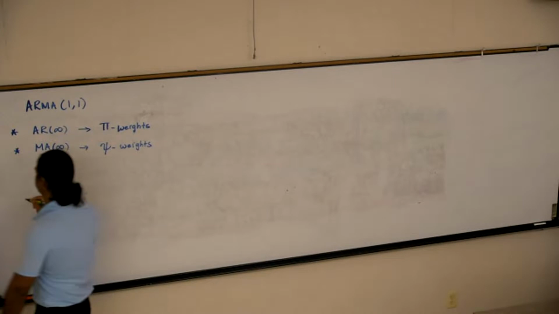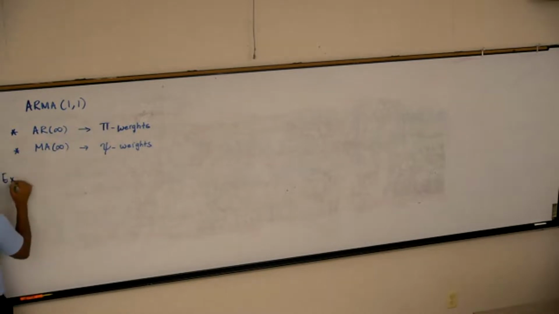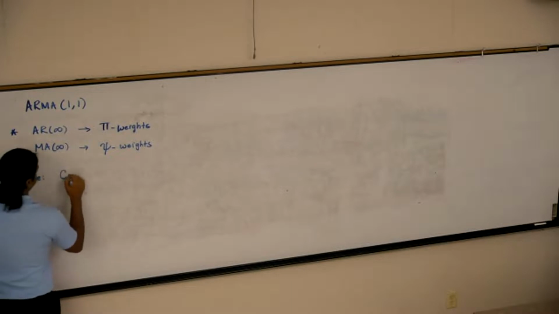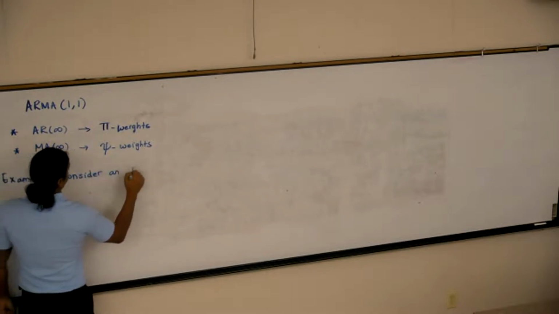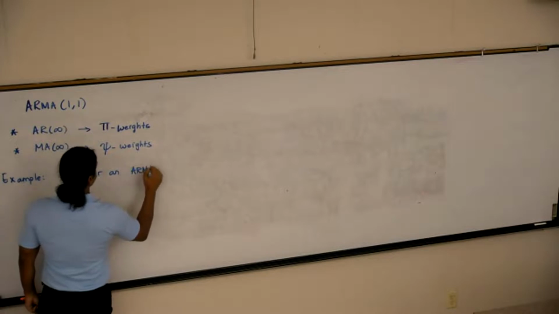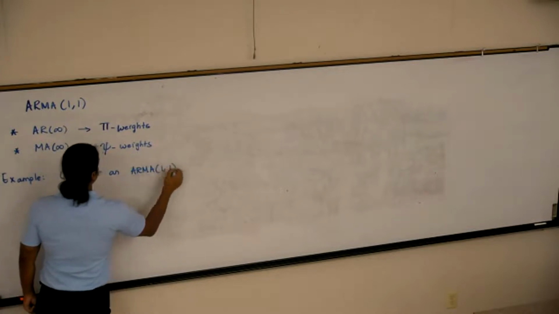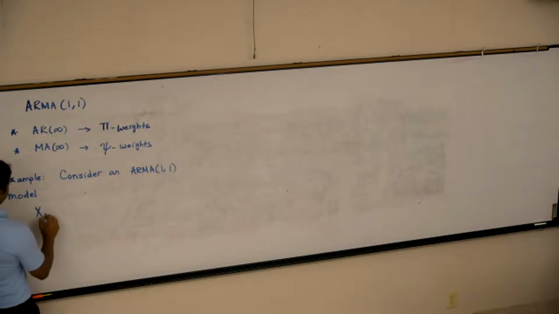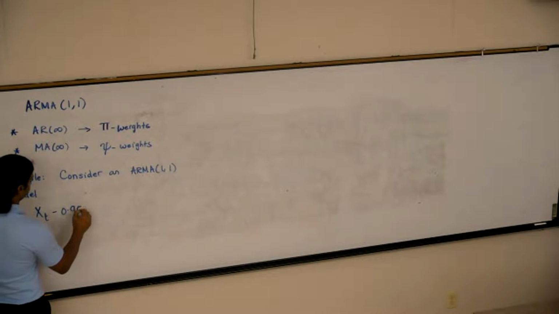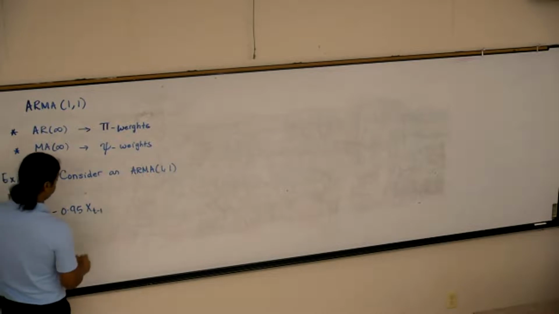So let's say we have an AR(1) model. Oh, excuse me, I meant to say an ARMA(1,1) model. I'll use Xt minus 0.95 Xt minus 1.